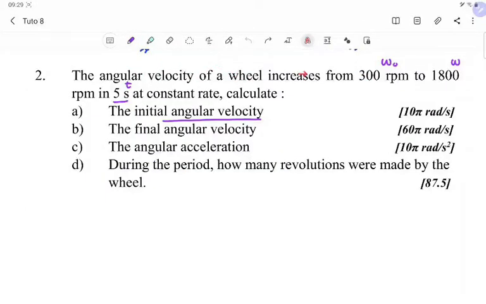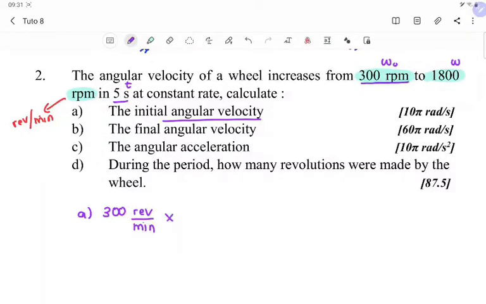The angular velocity of a wheel increases from 300 rpm to 1800 rpm in 5 seconds at a constant rate. Calculate the initial angular velocity. In this topic, usually you will be given the angular velocity in rpm, which refers to revolutions per minute. If you want to do the calculation, you have to change it to radian per second. The question is to find the initial angular velocity, so this is the omega naught. You have to change it. So 300 rpm.